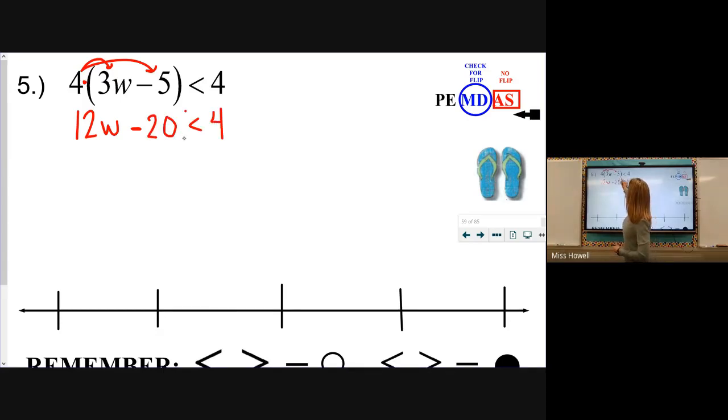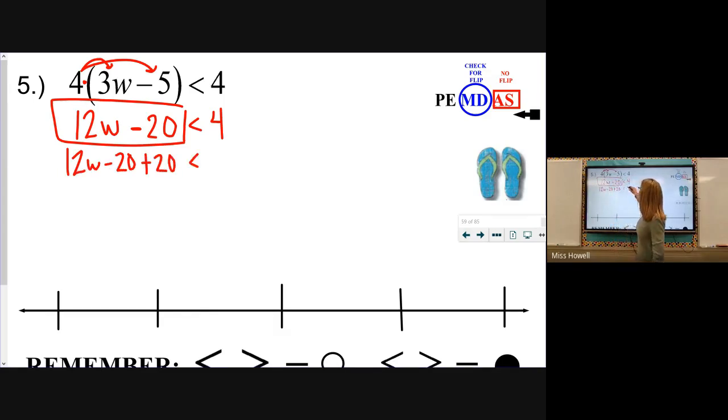All right, once we get here, I want a box, cover up my term with w, and what I can still see is my add or subtract part I have to get rid of first. We need to get rid of the subtracting 20 first by adding 20 to both sides. Adding and subtracting never flips anything, so this is going to stay as a less than. All right, cancel on the one side, bring down our 12w is less than. 4 plus 20 would just give us a value of 24.